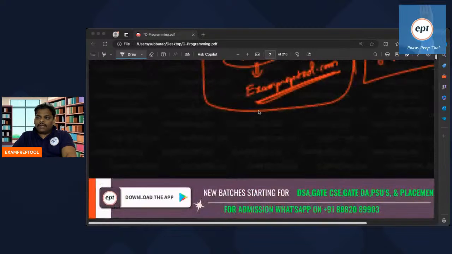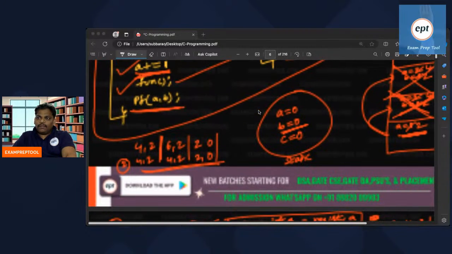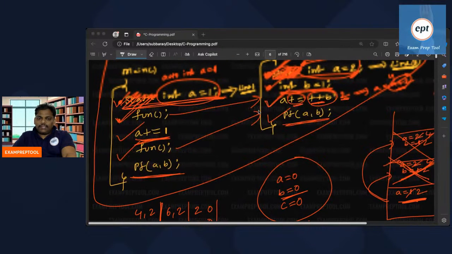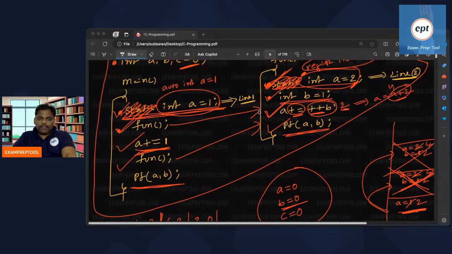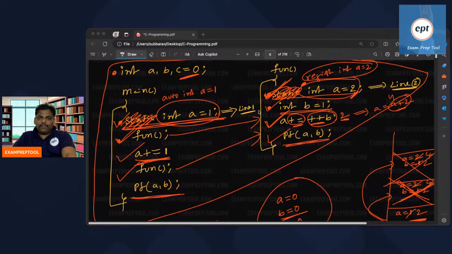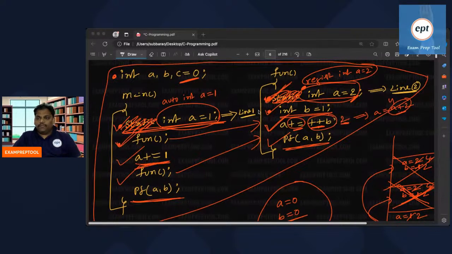In the last class, this is the program which we did. This program, without static and auto int and all those things, is what we discussed in the last class.